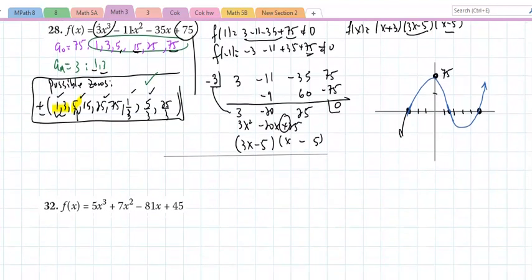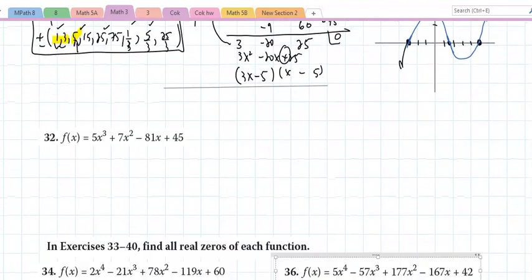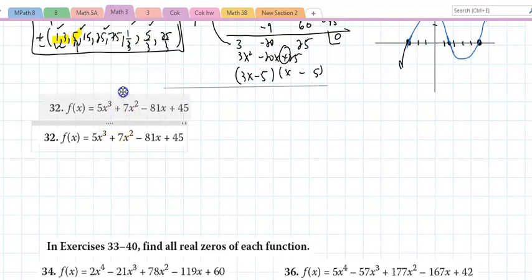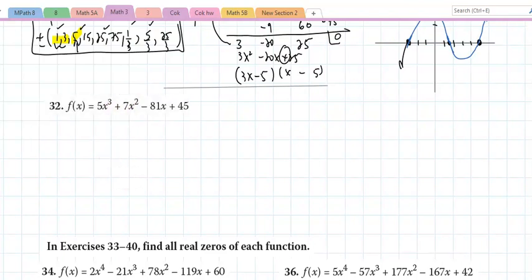I'd like to look at number 32. The constant term is 45. The factors of 45: 1 times 45. 2 doesn't work. 3 and 15. That's 45. 4 doesn't work. 5 and 9. And that's about it. 6 doesn't work. 7 doesn't work. 8 doesn't work. There it is. And the leading term is actually a 5.